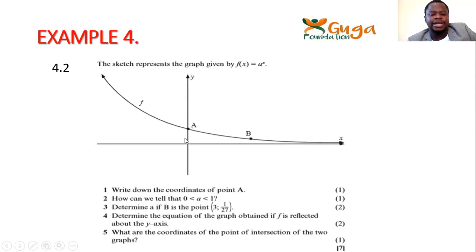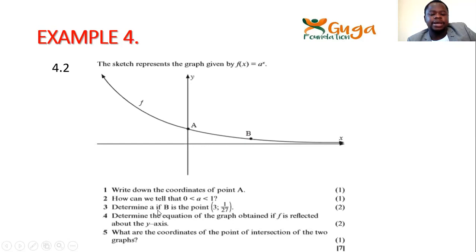So it means that now here at A, your x is 0, but we don't know the y-intercept. So if you can just say f of 0 is equal to a to the power 0, that should give you 1, right? So your coordinate for A will be 0, 1. How can we tell that the graph has a between 0 and 1? Because our graph is decreasing.